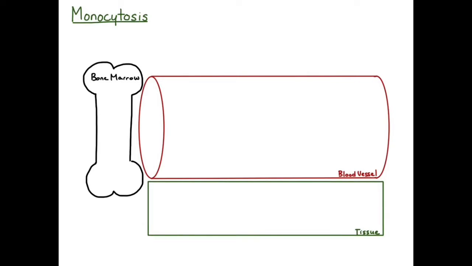This video is on monocytosis, which is an increased concentration of monocytes in blood. I already have pictured here the bone marrow, a blood vessel, and tissue. And within the blood vessel, I'm going to draw a circulating pool of monocytes. These monocytes are free-flowing in the blood, and these are the monocytes that are sampled during a blood draw.